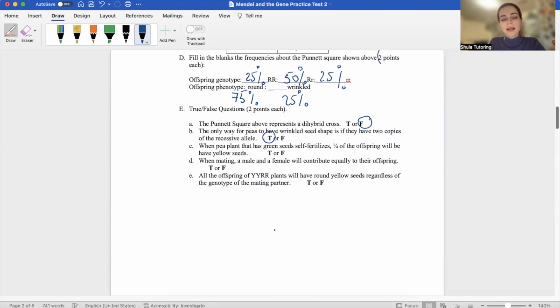When a pea plant that has green seeds self-fertilizes, 1/4 of the offspring will have yellow seeds. Well, green seeds are coded for by the recessive allele. So if a plant has green seeds, it means that it has 2 copies of the recessive allele, and when it self-fertilizes, it becomes the father and the mother. So we won't have anywhere for the dominant allele to come from, right? So 0 offspring will have yellow seeds, so this is false.